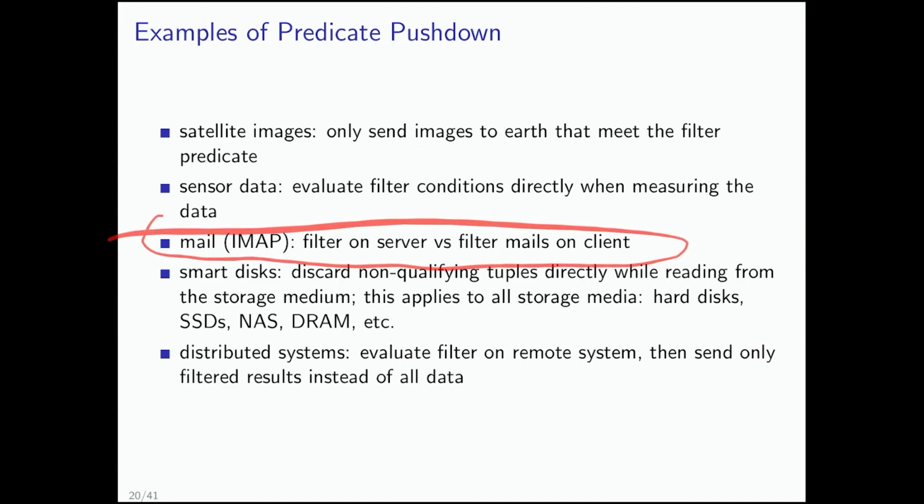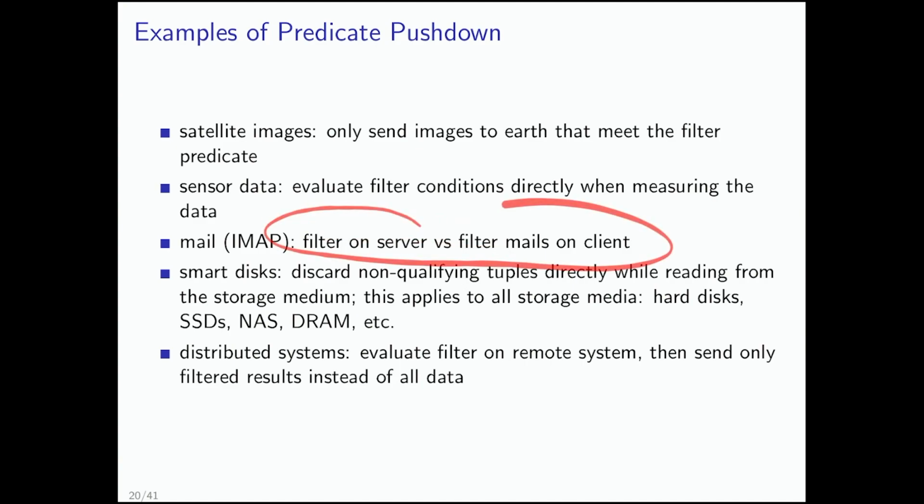Another example is IMAP, of course. You can first download all of your emails and filter them on your client, or you can filter directly on the server. So if you filter on the server, that's predicate pushdown.